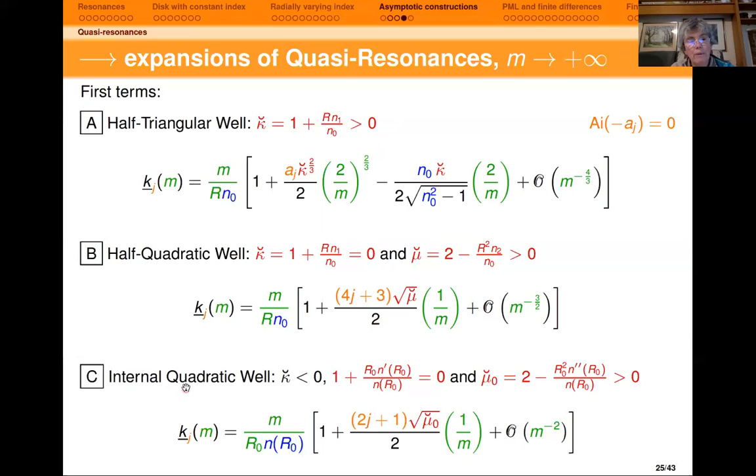And when you have an internal quadratic well, then it has a similar nature with a new radius, because an internal radius. The coefficient is slightly different, because here it is only a half harmonic oscillator, rather than a fully harmonic one. So these are the first terms of the formula that we obtain by our construction. Of course, we also have formulas, representations for the modes, for quasimodes.